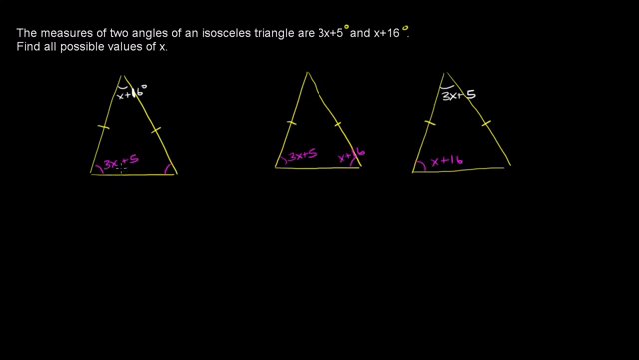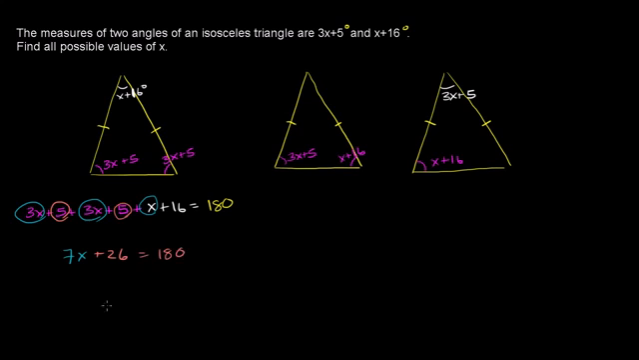So in this situation, if this base angle is 3x plus 5, so is this base angle. And then we know that all three of these are going to have to add up to 180 degrees. So we get 3x plus 5 plus 3x plus 5 plus x plus 16 is going to be equal to 180 degrees. We have 3x plus 3x, which gives you 6x, plus another x gives you 7x. And then you have 5 plus 5, which is 10, plus 16 is equal to 26. And that is going to be equal to 180.